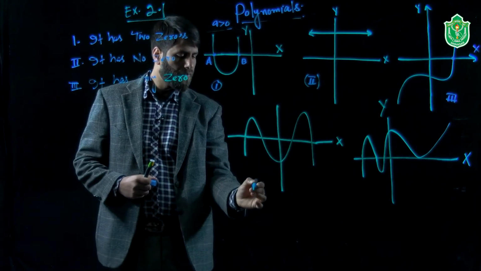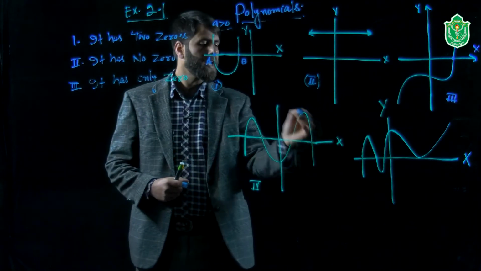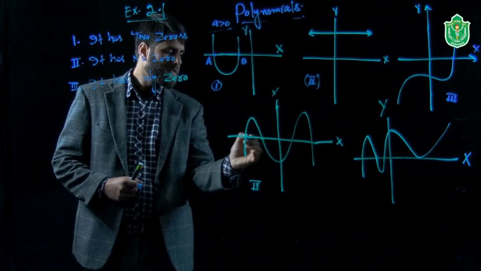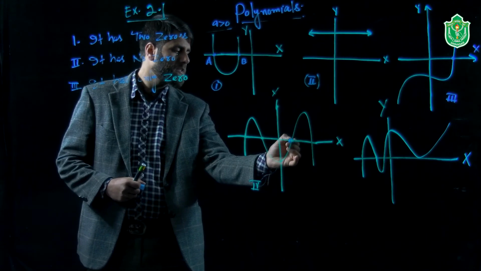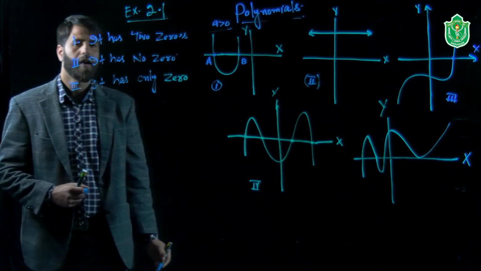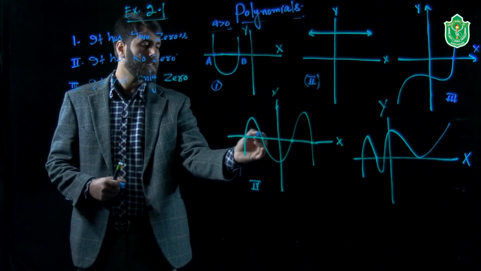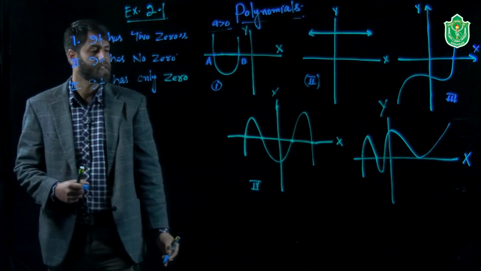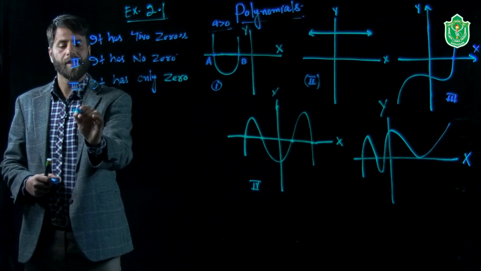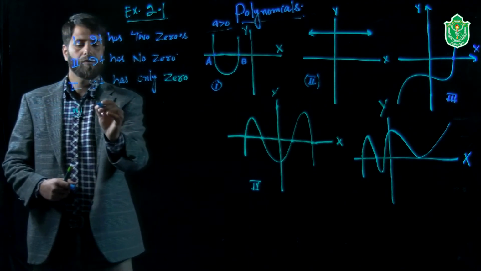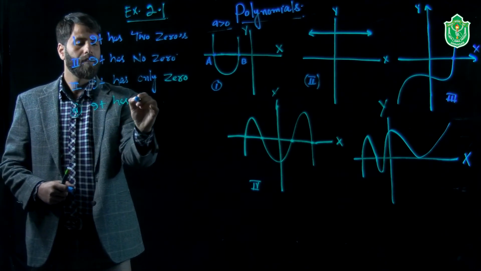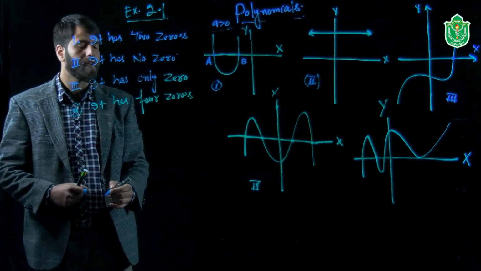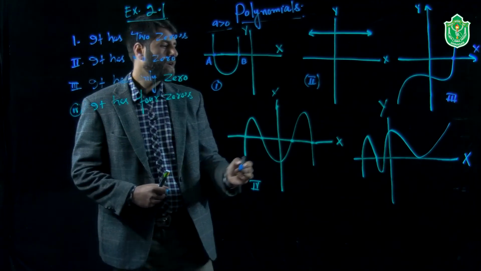Now, moving towards the fourth part. This is the x-axis and this is the y-axis. Locate the points. This is the first point, this is the second point, this is the third point, and this is the fourth point on the x-axis. It intersects the x-axis at exactly 4 points. So it has 4 zeros. That means it is a biquadratic polynomial.